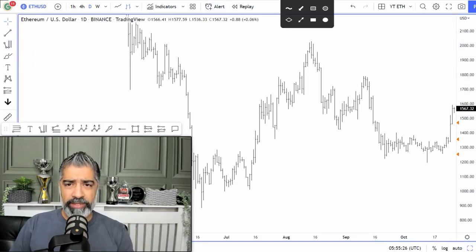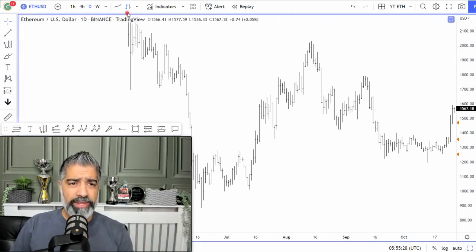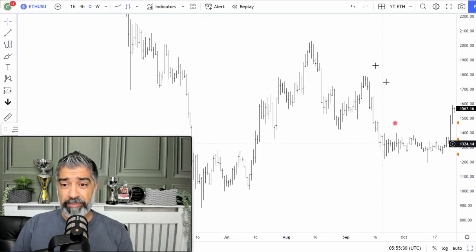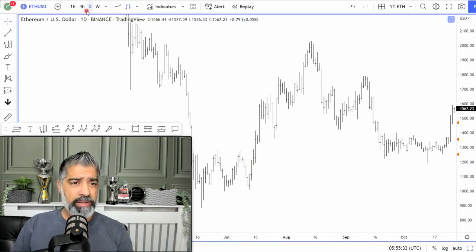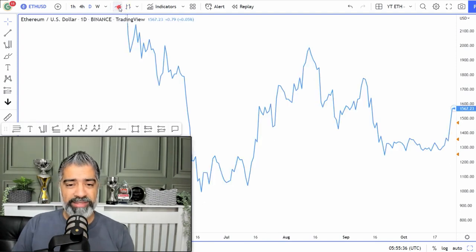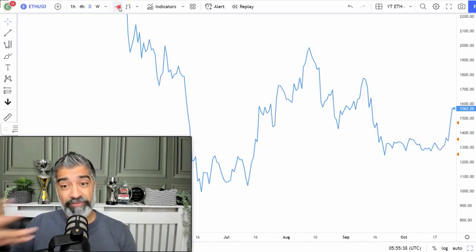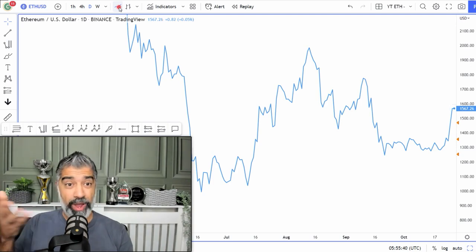So at the top over here, we've got bars. We've got it set as a bar chart at the moment. But if I click on this, it's called line data. It just takes the closing price. Sometimes it's easier to see visually. So you just set it to whatever suits you best.